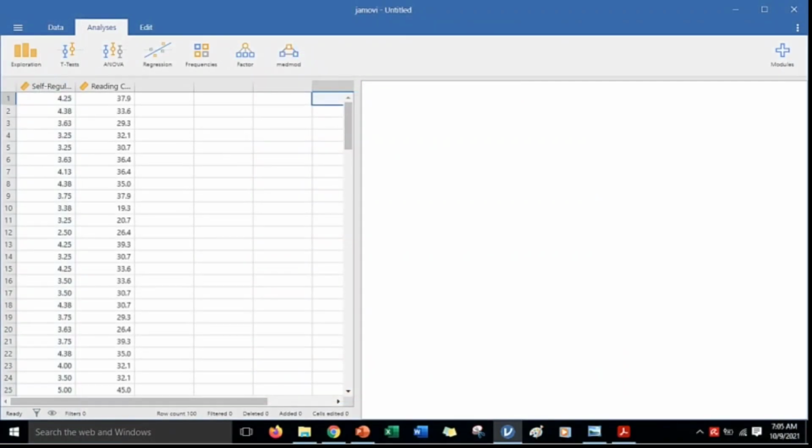Once your dataset has been successfully imported in the Jamovi software, you are now ready to perform the test. So make sure to keep your focus on the process that has now begun.